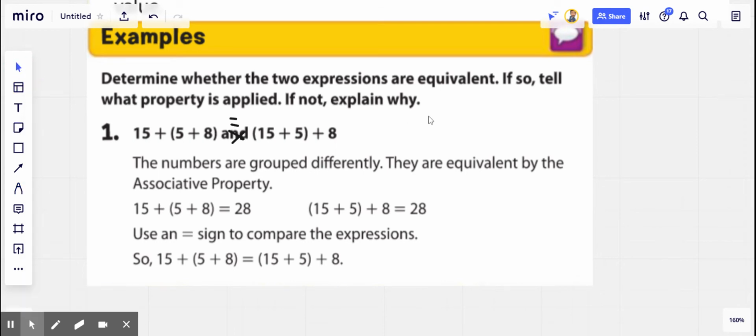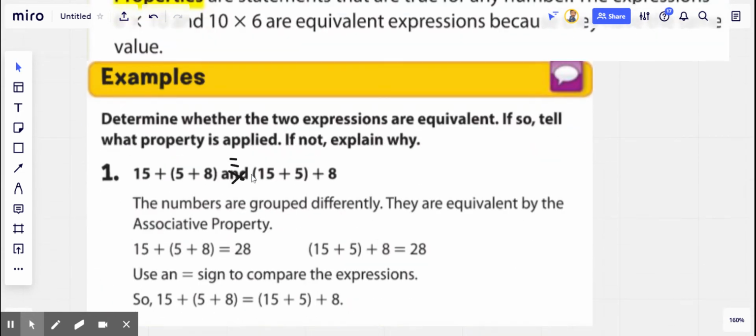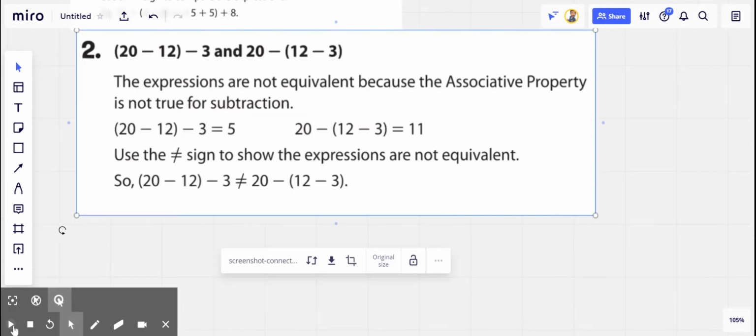Let's go back up here and look just so we understand. Associative property: the way in which 3 numbers are grouped when they are added does not change their sum. And that's what happened here. No matter how they're grouped, when they are added, they're not going to change their sum. All right, so they both equal 28. So they are equivalent. There you go. Okay. So that was an example of the associative property. Okay, let's look at another example.